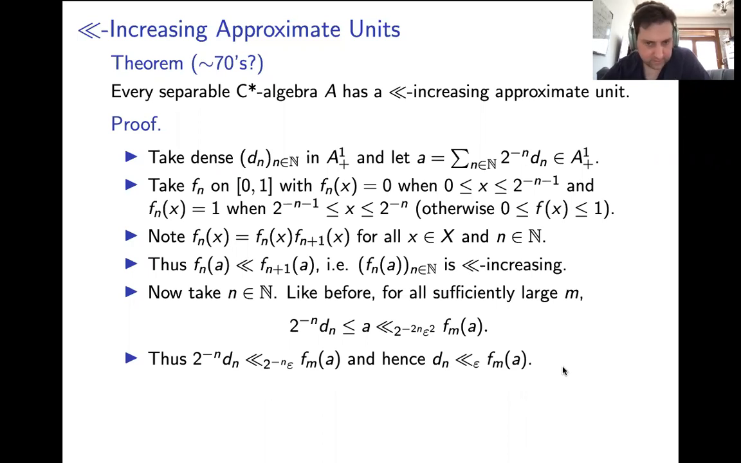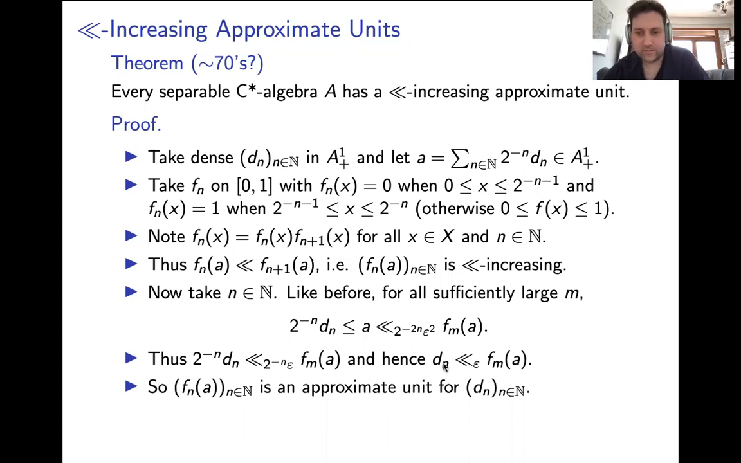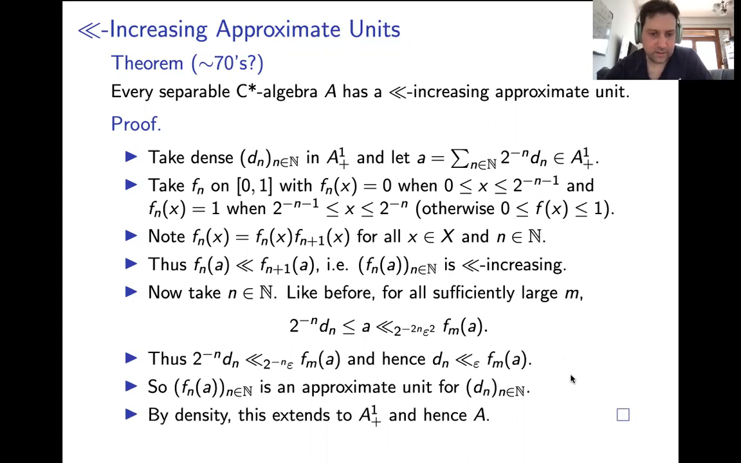But this is true for all the dn's, right? And the dn's form a dense set. So you can check that actually, if it's an approximate unit for some dense set, it really has to be an approximate unit for the closure, right? So it has to be an approximate unit for the entire open, or in fact closed, positive unit ball, and hence the whole positives, and hence the entire algebra itself, just like before. So it really is an approximate unit for the whole thing. So yeah, as I said, by density, it extends to, is there a question?